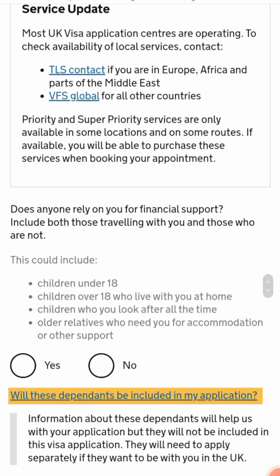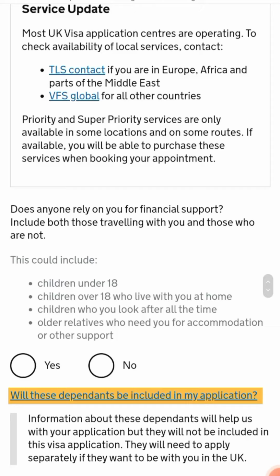Now, just to mention that even if you include those names here, it doesn't mean that their application is attached to your application. You will still have to fill individual applications for whoever is going with you. And also don't forget that your dependents can only be your immediate family, which is your partner or your children.